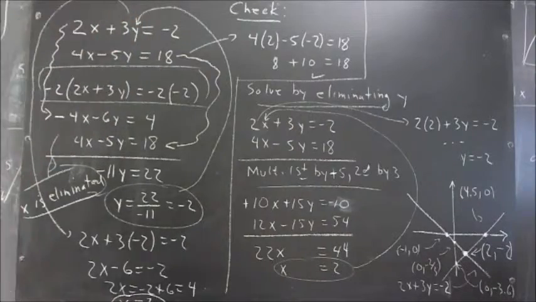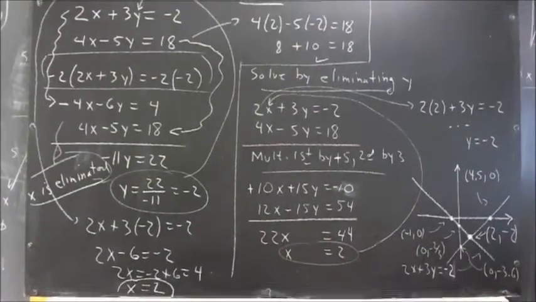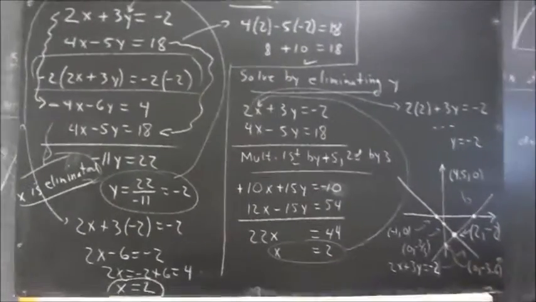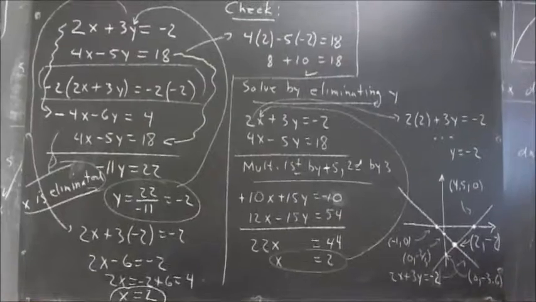And I'm not sure that the camera gets that. There's the x equals 2. Okay? I'm going to have to move this camera back just a little more.